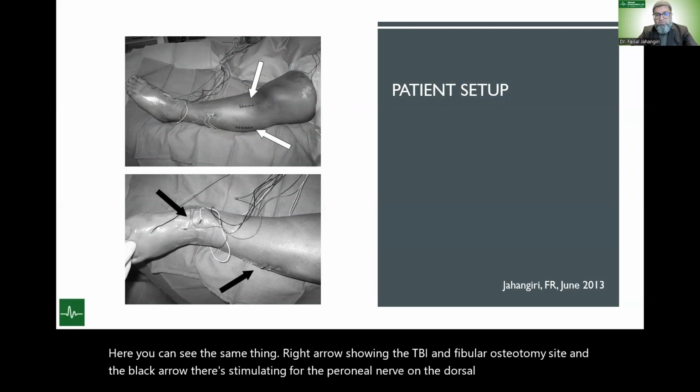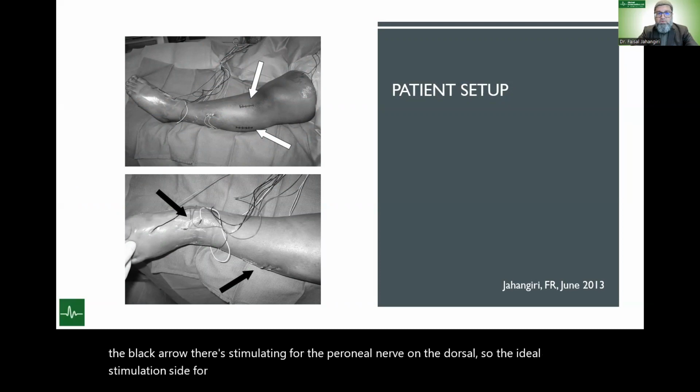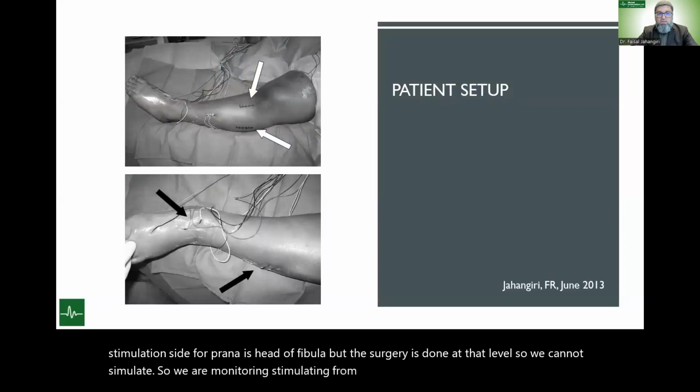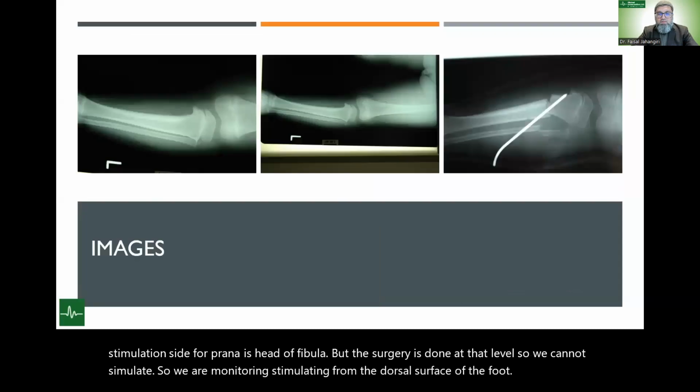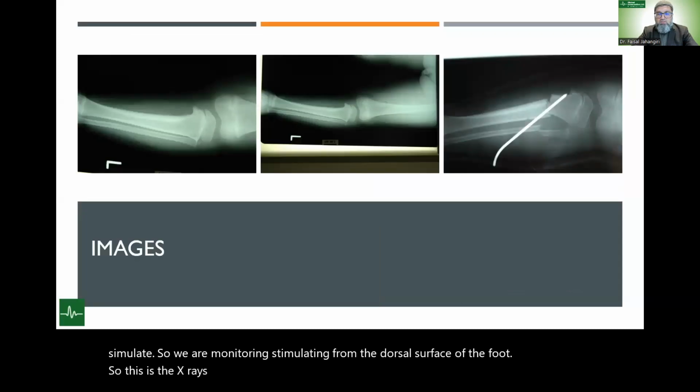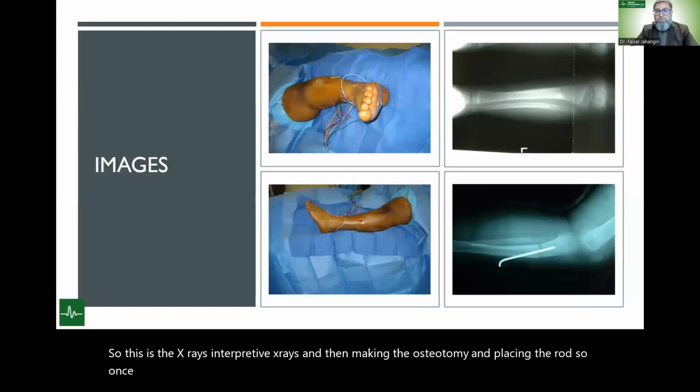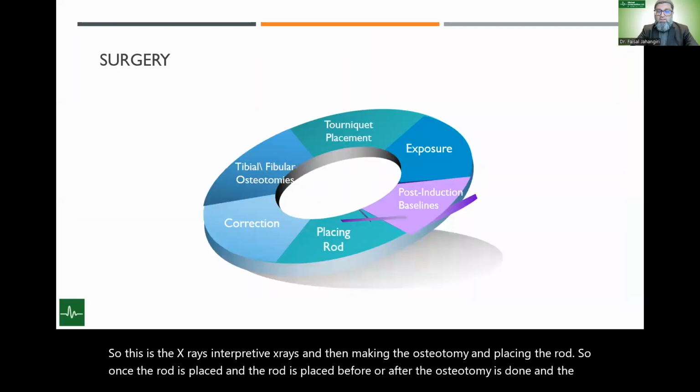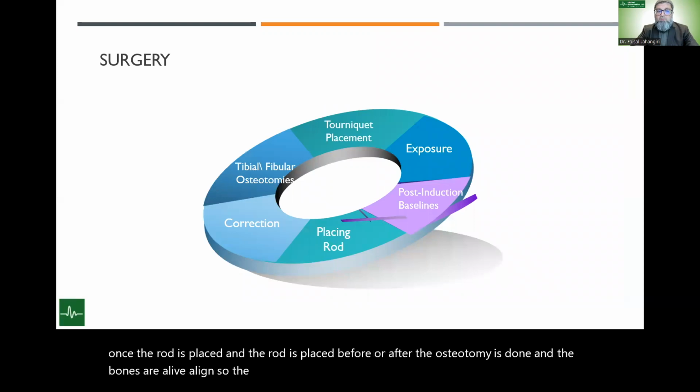So the ideal stimulation site for the peroneal nerve is the head of the fibula, but the surgery is done at that level, so we cannot stimulate there. So we are stimulating from the dorsal surface of the foot. These are the intraoperative X-rays, and then making the osteotomy and placing the rod. The rod is placed after the osteotomy is done and the bones are aligned. So the surgical steps are post-induction baseline, then exposure, and placing the tourniquet.